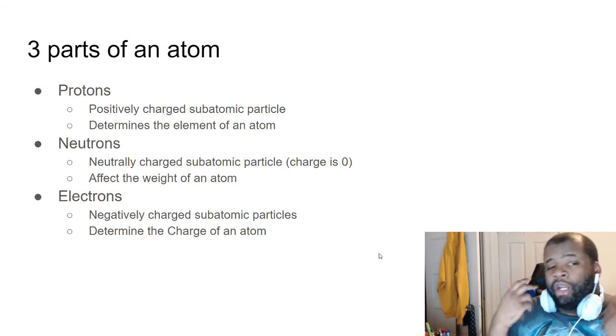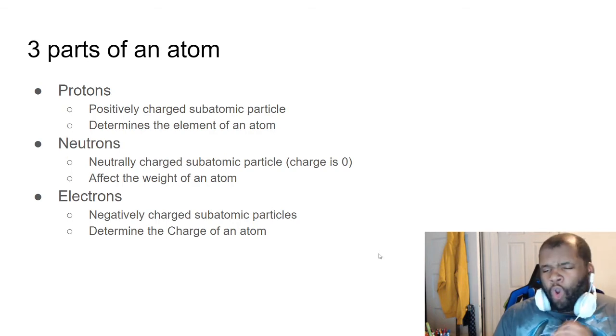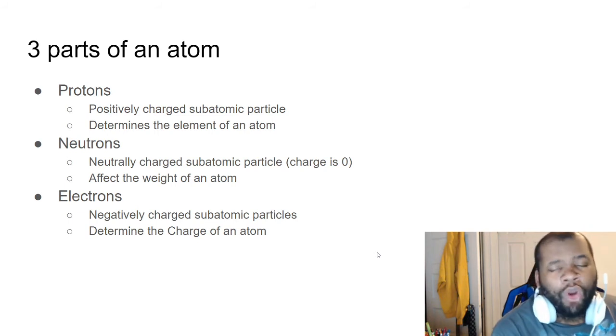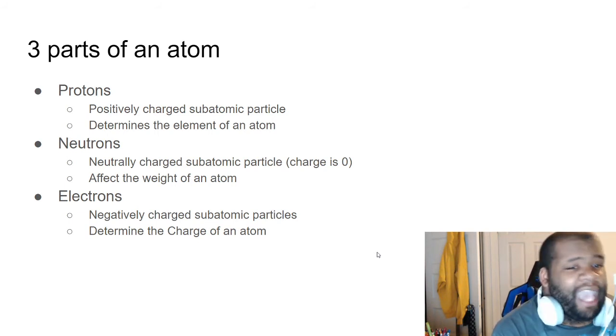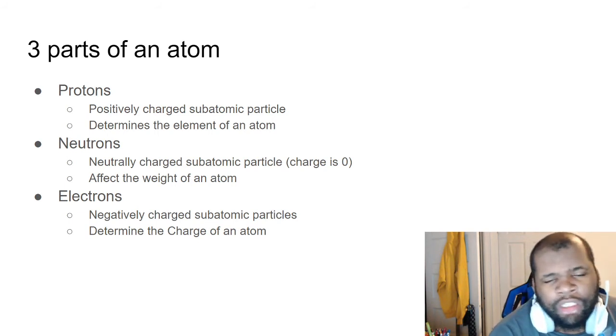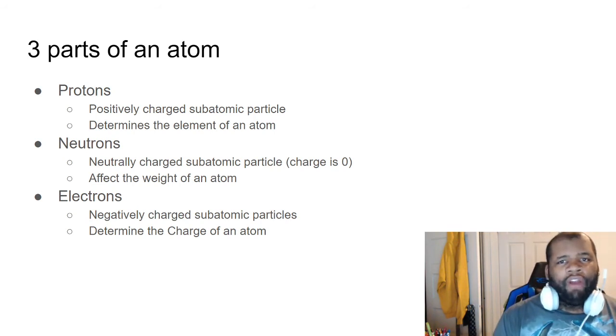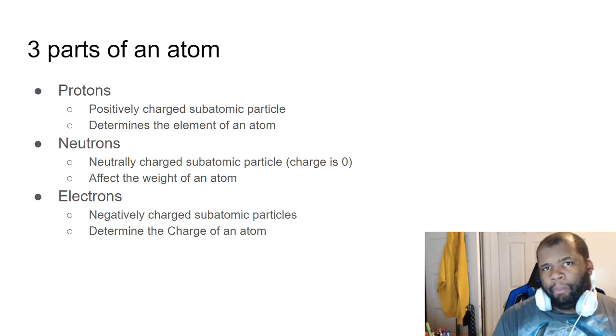Electrons are our negatively charged subatomic particle. These have almost no weight. It's so incredibly close to zero. It's crazy how close to zero it actually gets. But these are negatively charged, and they determine the charge of our atom. So, protons determine the element. Neutrons determine the weight. Electrons determine the charge. That's the three jobs of these three different particles.